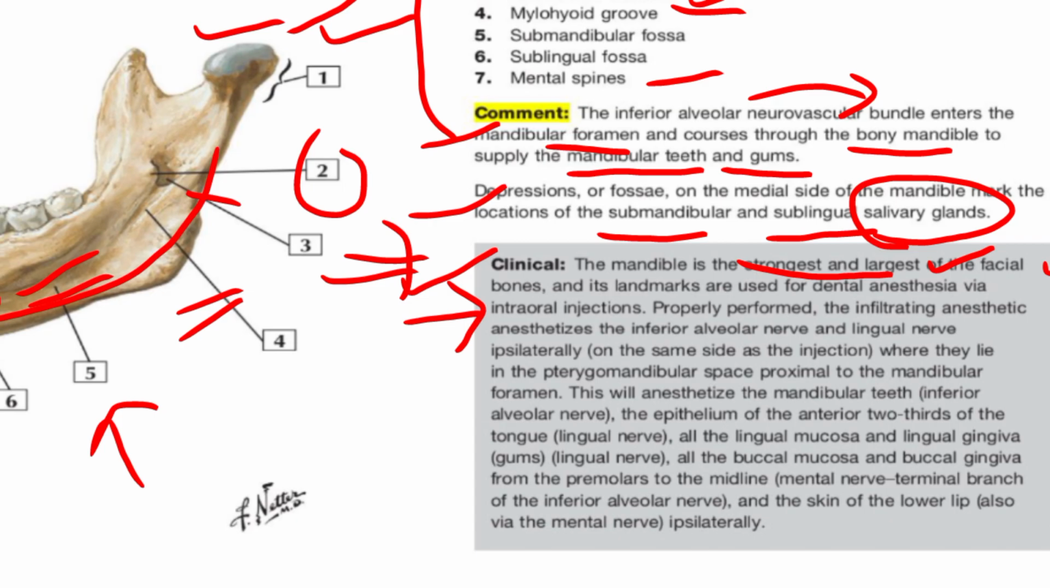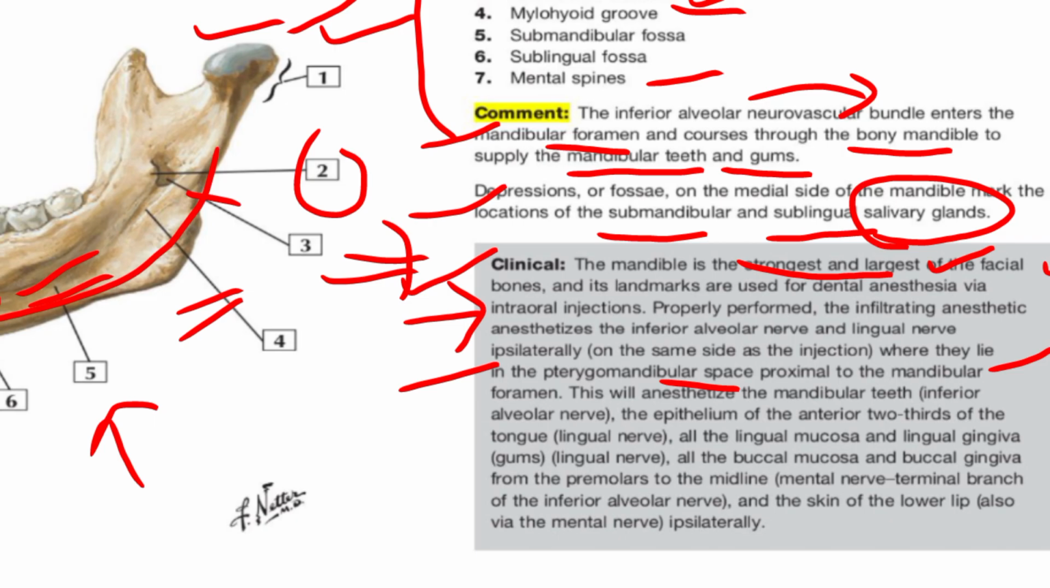intraoral injections. The injection in the mouth, properly performed, the infiltrating anesthetic anesthetizes the inferior alveolar nerve and the lingual nerve ipsilaterally. Ipsilaterally means same side as the injection, where they lie in the pterygomandibular space proximal to the mandibular foramen.